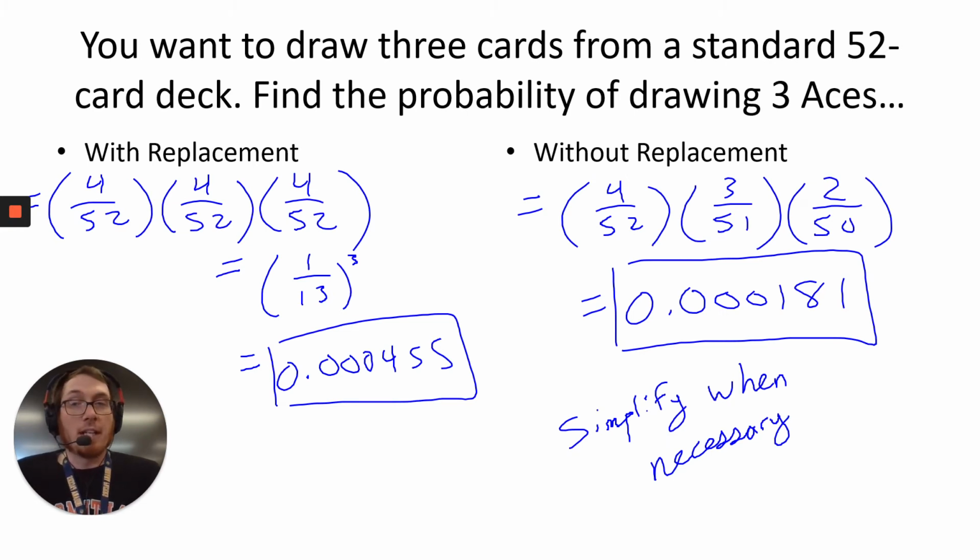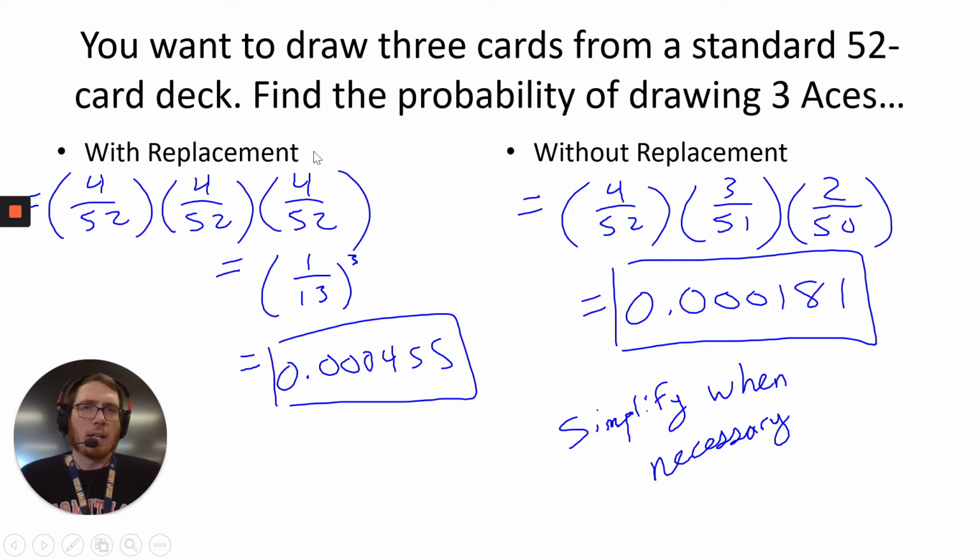So let's start with our standard 52 deck of cards. Find the probability of drawing 3 aces. So there's 4 aces in the deck. So the probability with replacement. So I draw a card, it's an ace. I put it back in and shuffle. So 4 out of 52 times 4 out of 52 times 4 out of 52, because each time I'm putting it back and reshuffling. I also wrote this in a different way. That's 1 over 13 to the third power.